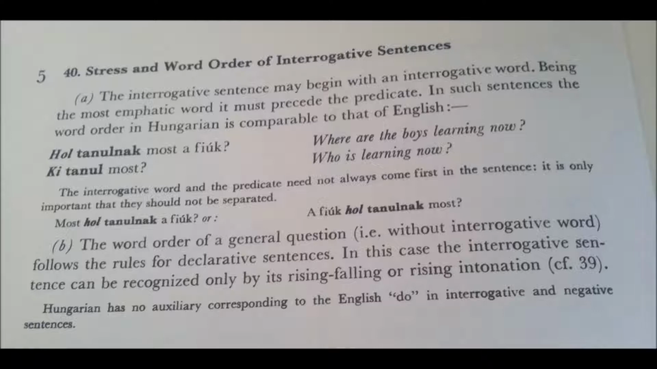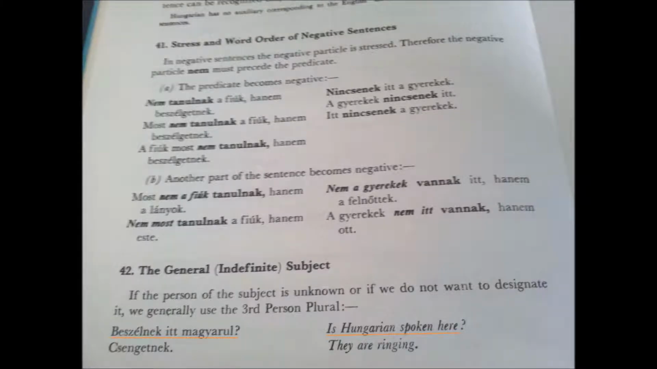So now we are at the top of page 90. Hol tanulnak most a fiúk? Where are the boys learning now? Hol meaning where. Tanulnak, learning. Most, now. A fiúk, the boys. So the stress is here on the word hol. Hol tanulnak most a fiúk, meaning where are the boys learning now. Stress and word order. And beszélnek itt magyarul, meaning is Hungarian spoken here.